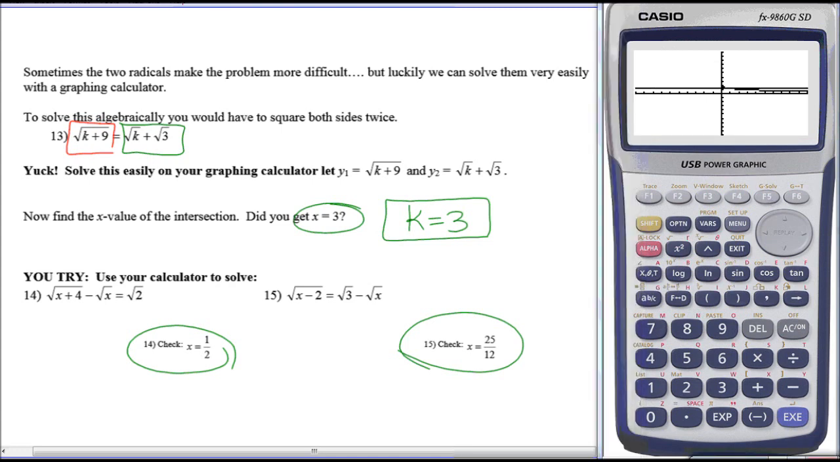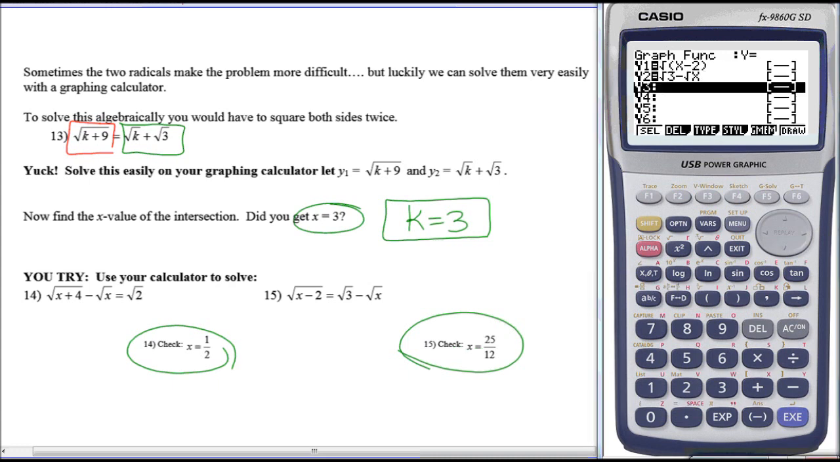All right, when I graph number 14, it's not the prettiest graph ever, but I can still go to G-Solve, ISECT, and I can see I get x equals 0.5. I could try to hit the over arrow to see if there's an extra one. There isn't. 0.5 is the only solution.